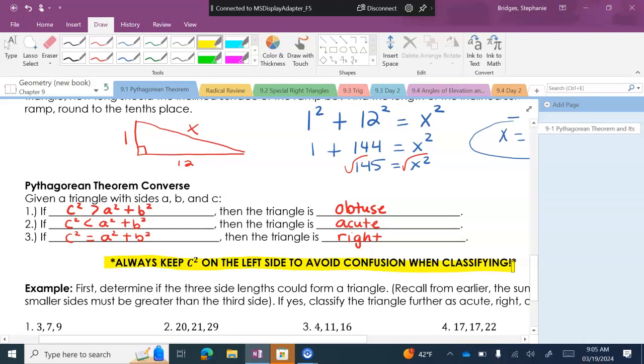Okay, but what does it say? First, we have to do what? Determine if the side lengths can form a triangle. Do you guys see where it says that right here? Do you guys remember how to do that?